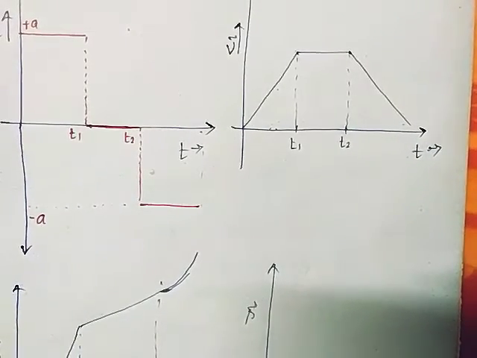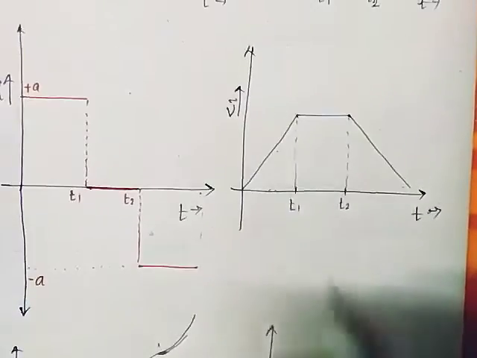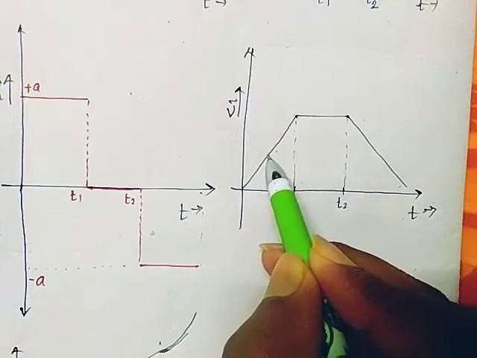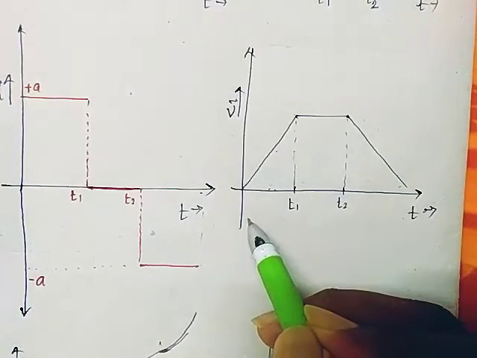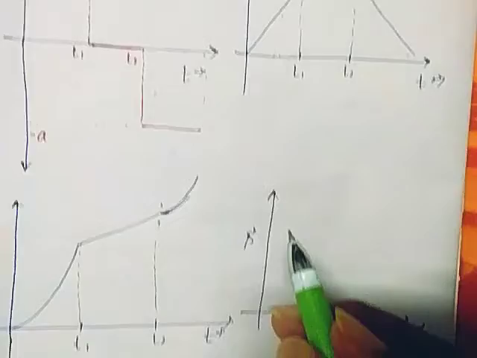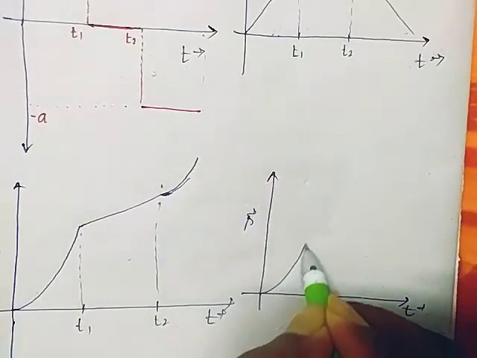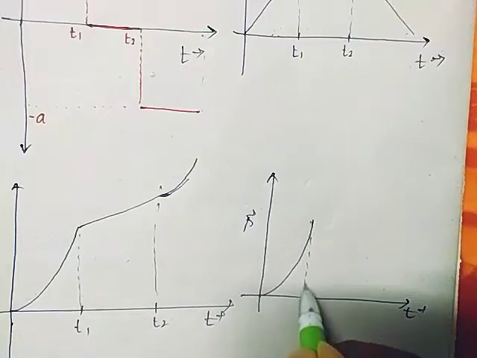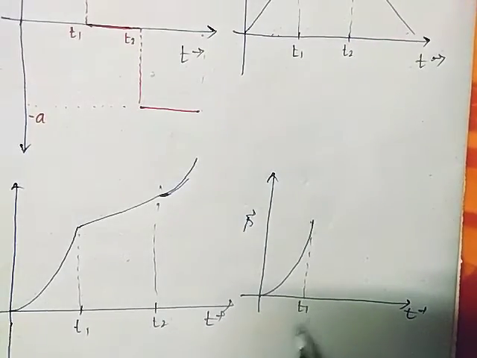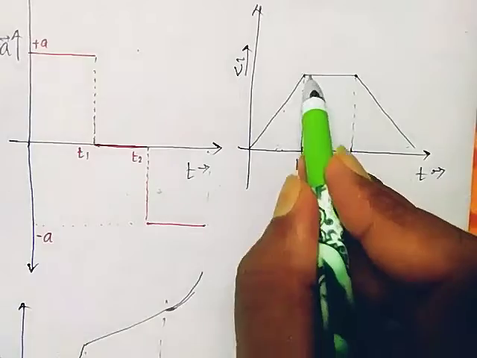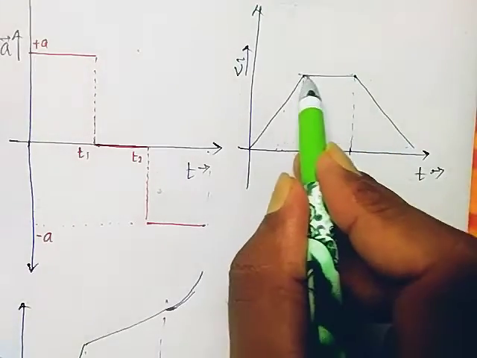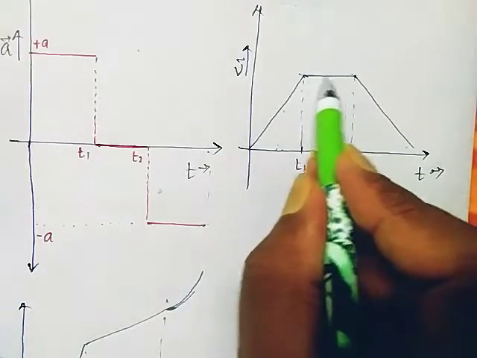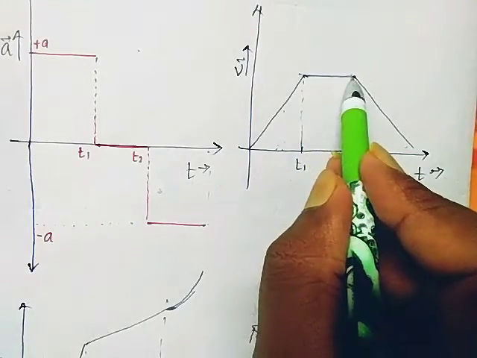So this is the displacement versus time graph, and at first the slope of the displacement versus time graph will be continuously increasing. So actually the curve of the displacement time graph will be just like this, parabolic, up to time t1, and after that the velocity versus time graph shows that it has a constant value.